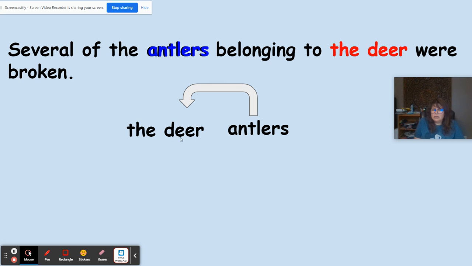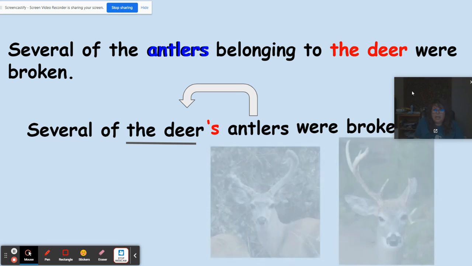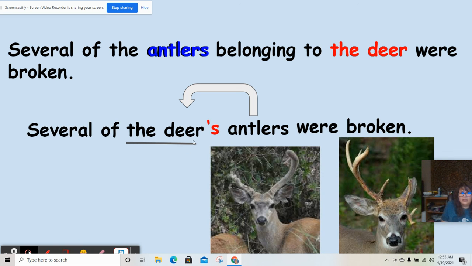Now, the word deer, in this case, several means more than one, so it's being used as a plural, but it's irregular. You do not add an S. So this word does not have an S. So to make it a possessive plural, because it doesn't have an S, we have to treat it like a singular. So we add apostrophe S, and now it is the deer's antlers. And of course, now we're going to add several of the deer's antlers were broken. And these are the antlers.